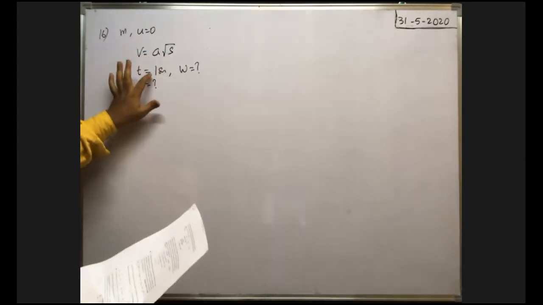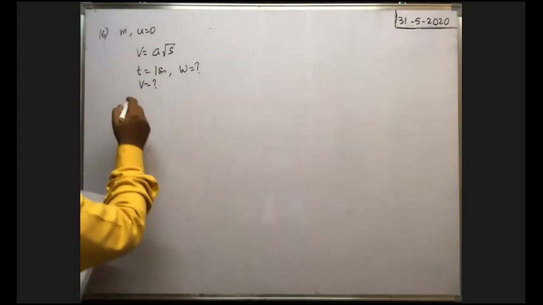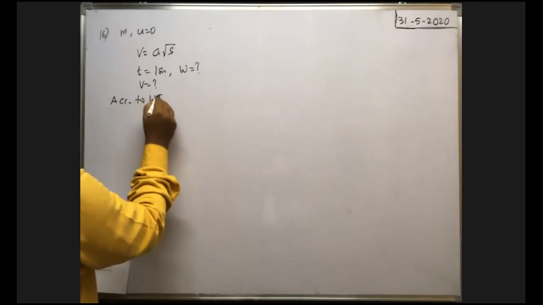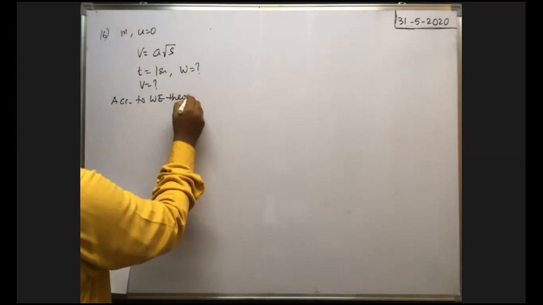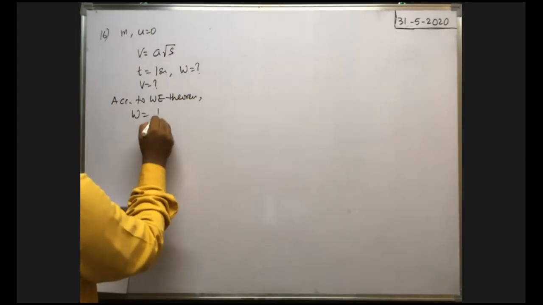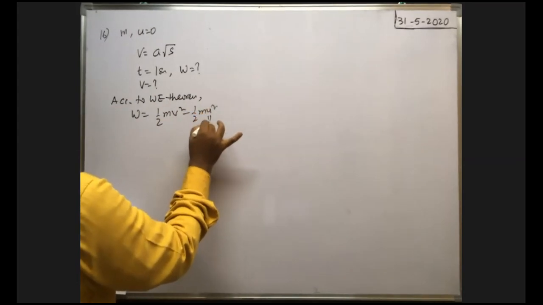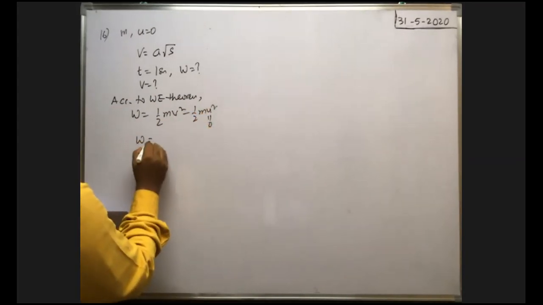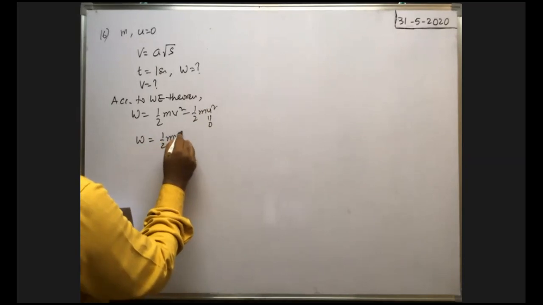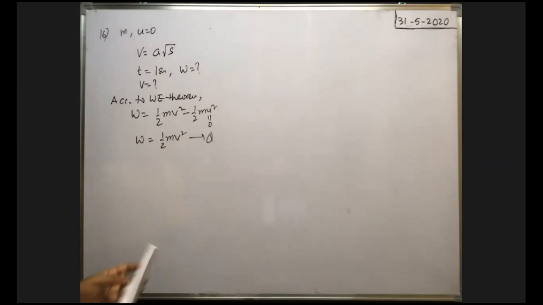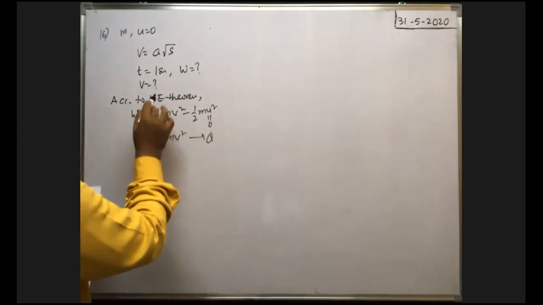After 1 second, if you find the velocity, then according to the work energy theorem, net work done is equal to the change in kinetic energy. We can write half mv squared minus half mu squared. Of course u is 0, so the net work done is equal to half mv squared only. That means if we know the velocity after 1 second, then we know the net work done. So how can we find the velocity after a time t?